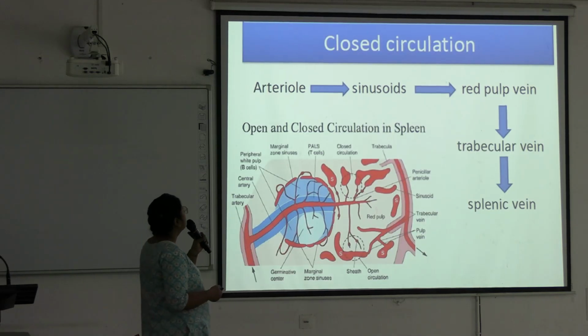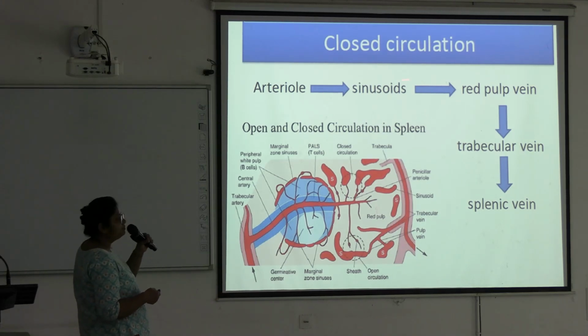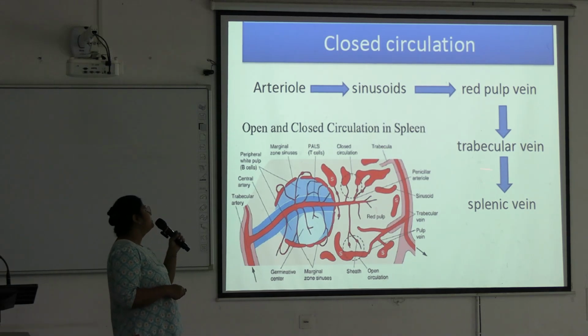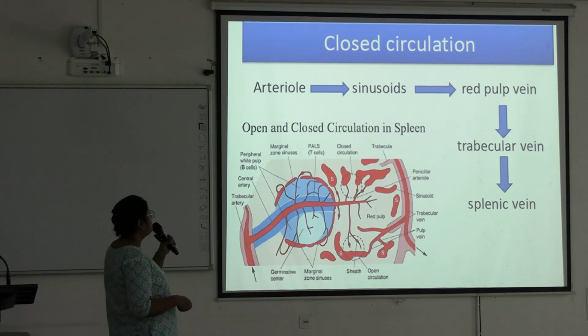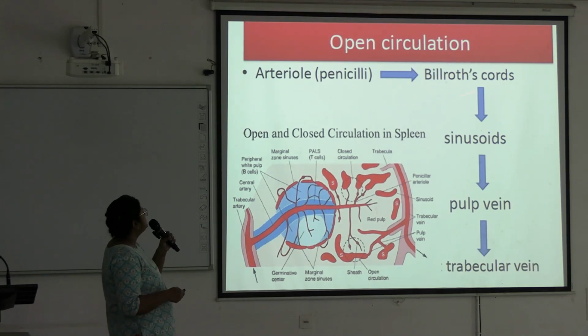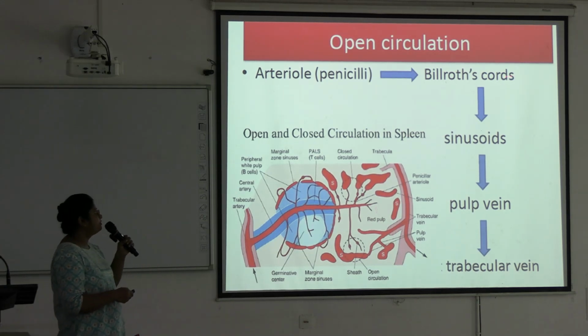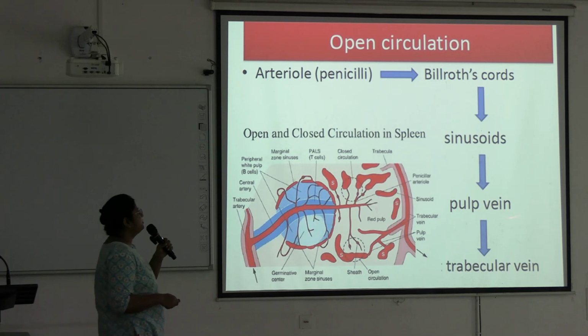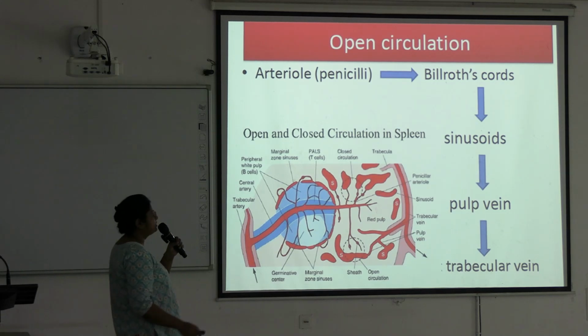Next, so in closed circulation, arterioles are draining into the sinusoids directly. Then from here, the red pulp vein is formed. From there into the trabecular vein, and from there draining into the splenic vein. Next, in open circulation, penicillar arterioles are draining into Billroth cords, from there into sinusoids, from there into red pulp veins, and from there into trabecular veins. So this is the drainage in open circulation.